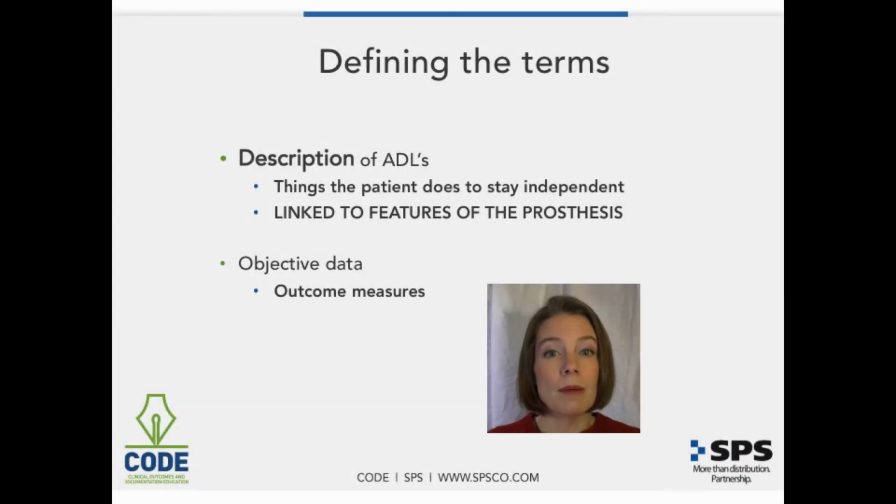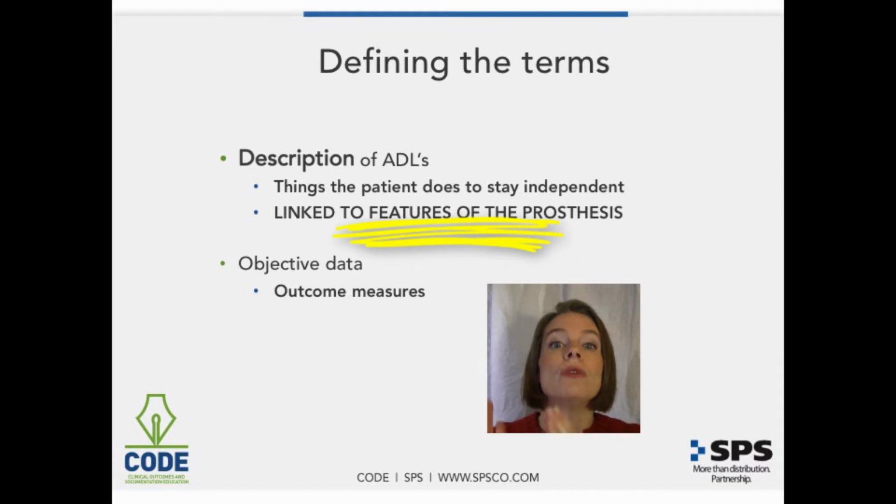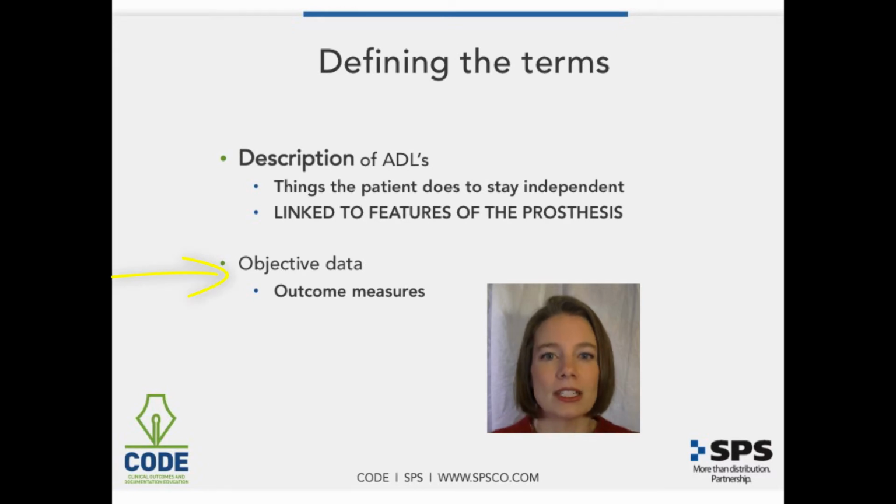So we've heard a lot about getting ADLs, or descriptions of activities of daily living, into our notes. But the key to doing that really is not just listing this is what the patient does on a daily basis, this is how they do it, but linking every single activity the person does to a function of the prosthesis or the orthosis. So what is objective data?